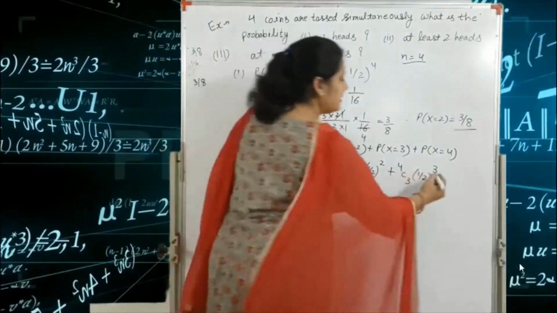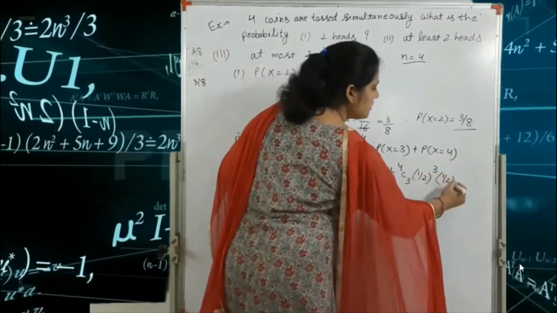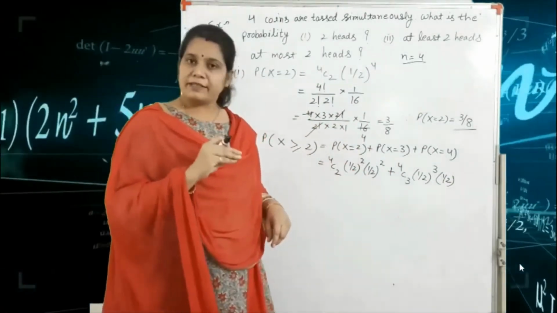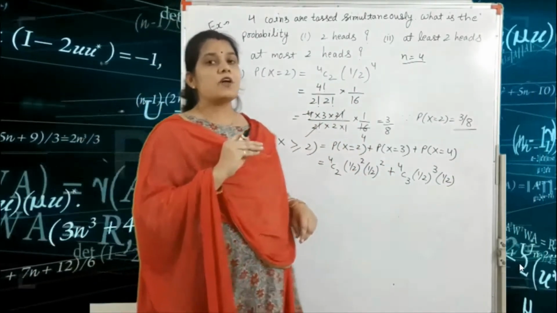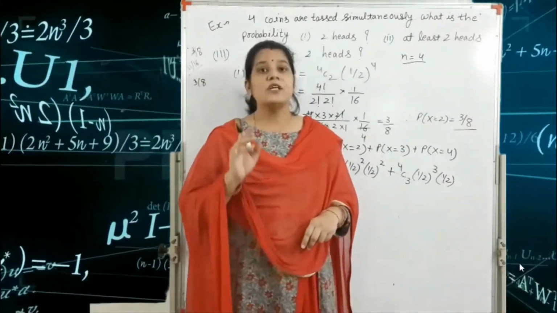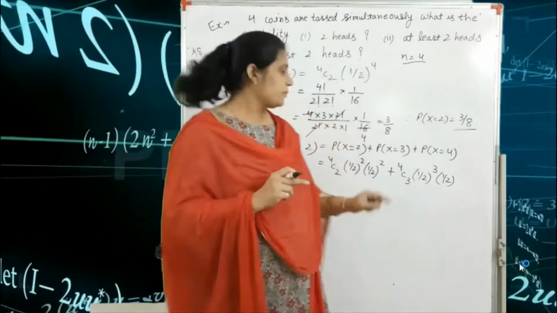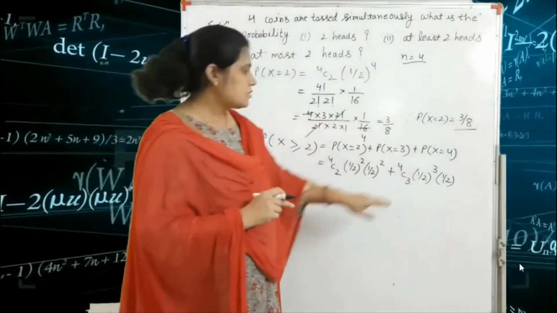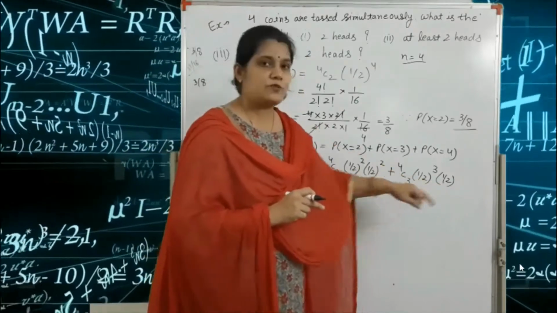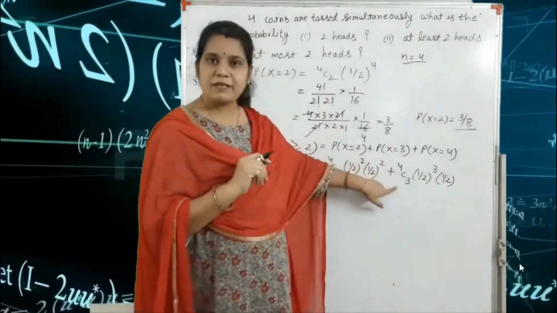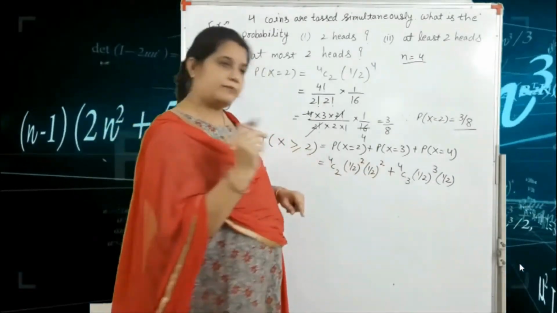4C3 (1/2) raised to the power 3. Got it? And q is also 1/2, because the probability of success p is equal to 1/2. So q is equal to what? 1 minus p, that means 1 minus 1/2 is equal to 1/2. Okay, so here we write 4C3 (1/2) raised to the power 3. Next, q raised to the power n minus x, that means (1/2) raised to the power 4 minus 3, that means 1.